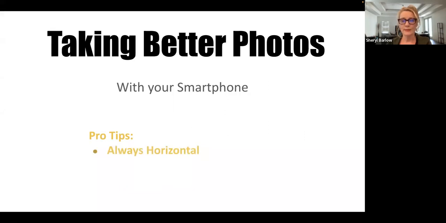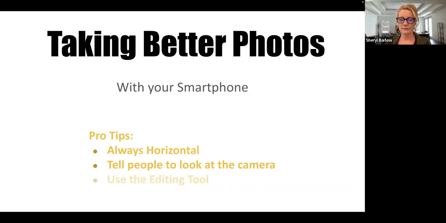And the pro tip, my clients know this very well: always take the picture horizontal, not vertical, because it fits in a Facebook or Instagram post a lot better. So that's one of my pro tips. Tell people to look at the camera. Don't sneak up on them and take a picture of their backside. They don't like that, and it doesn't look good. I have done that to a few people, and I learned really quickly, don't do that.